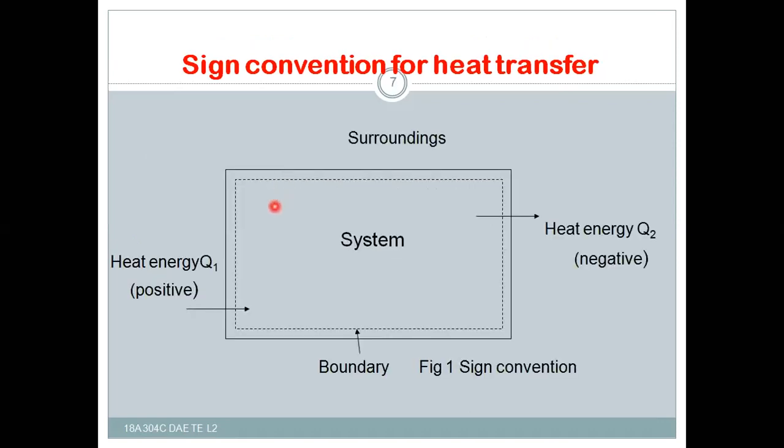Suppose here you can see this is the system, this is the surroundings, and this is the boundary. Heat energy Q1 is entering the system, that's why it is positive. That means heat is supplied to the system. Whereas here, heat Q2, that means heat energy leaving the system to the surroundings, is negative. That means it is heat rejected by the system, whereas positive heat is supplied to the system. So this is the sign convention for heat transfer.